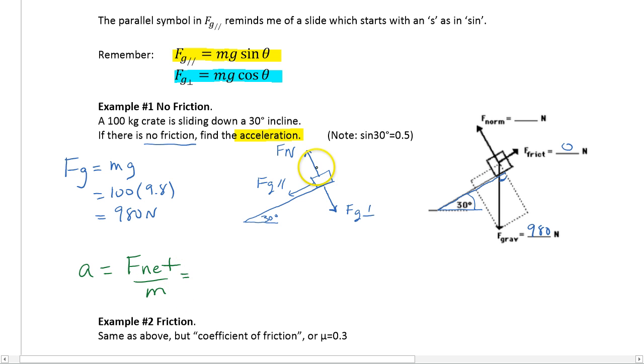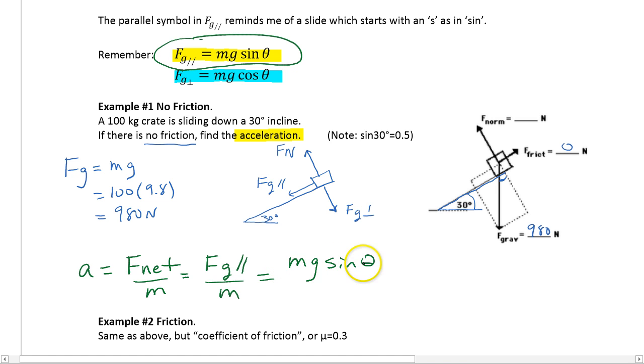And since these two are canceling each other out, it's really just going to be the same thing as FG parallel divided by the mass. Now FG parallel, I'm kind of unwrapping my new formula here, is equal to mg sine theta over m. By the way, just how to remember that the parallel goes with sine and the perpendicular goes with cos.